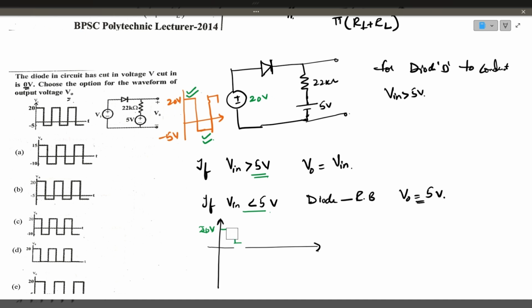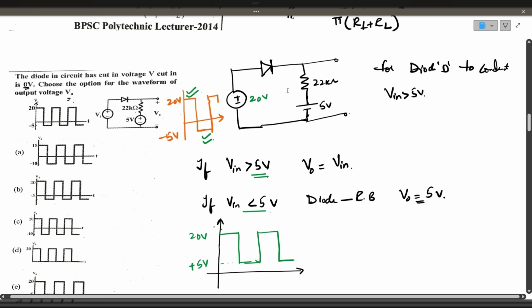See, I'll draw like this. During the positive half cycle, it is 20 volts. During the negative half cycle, it is plus 5 volts. Like this. This is the output waveform. So the answer is here. What is the answer? Answer is option E.